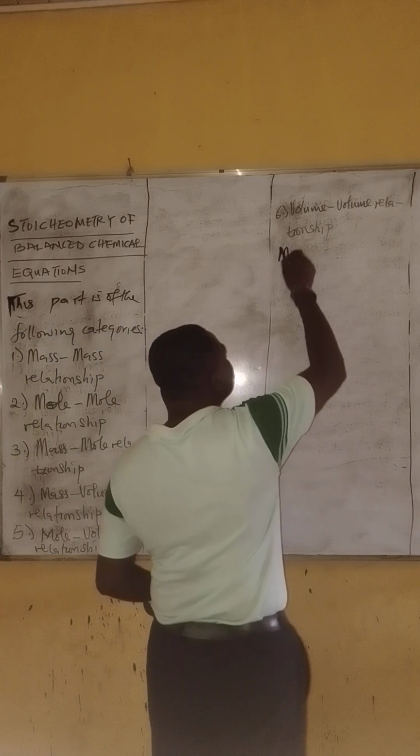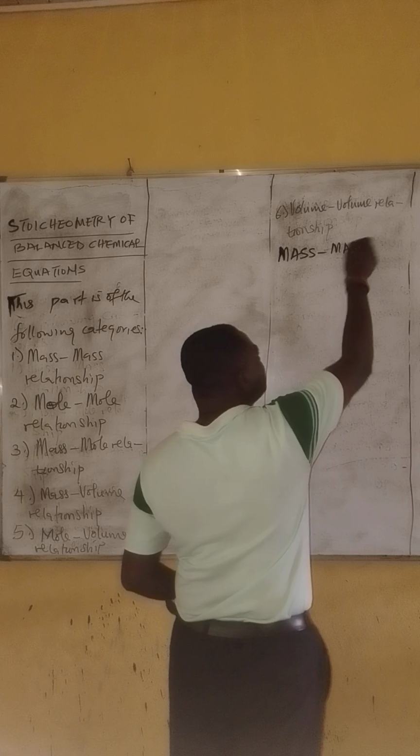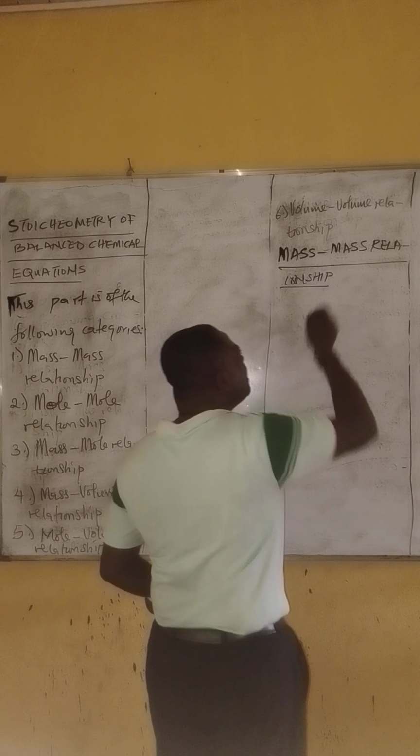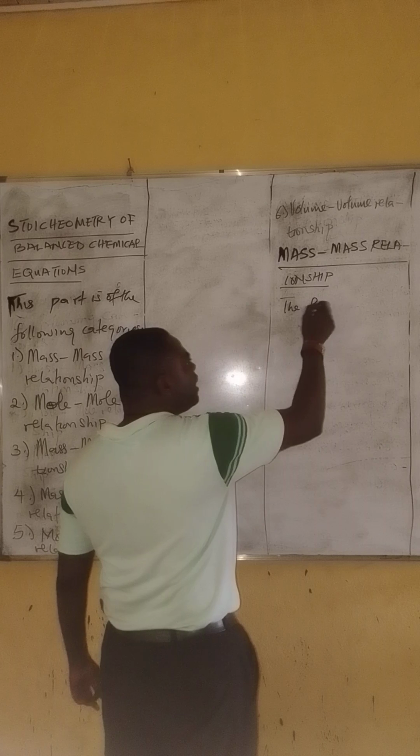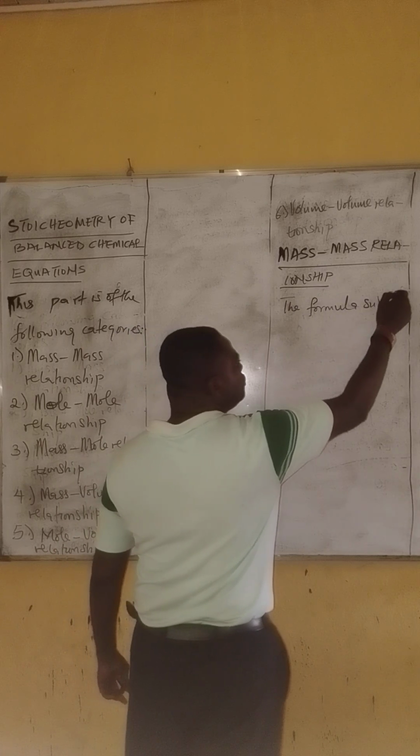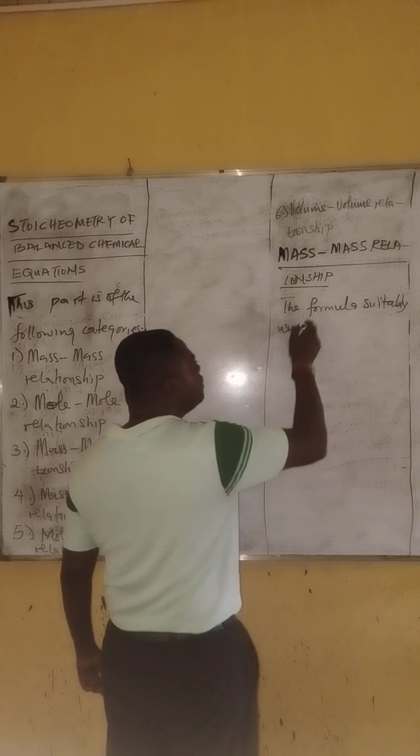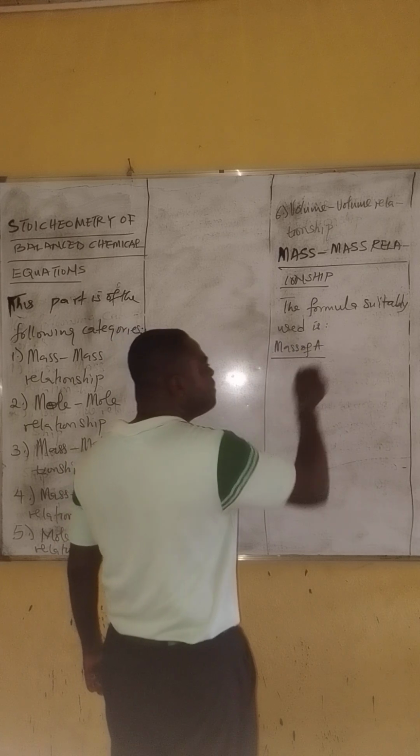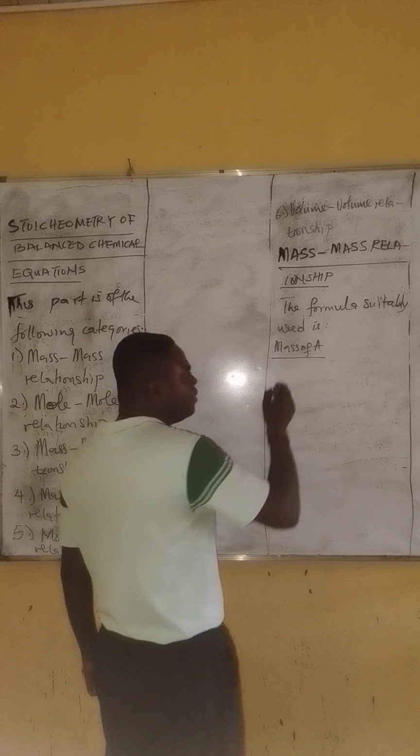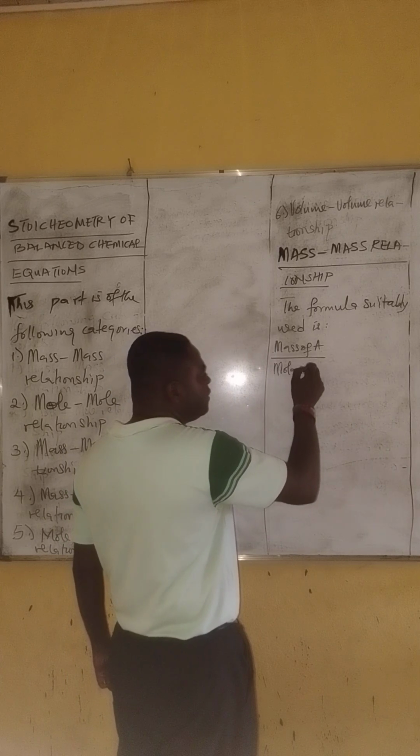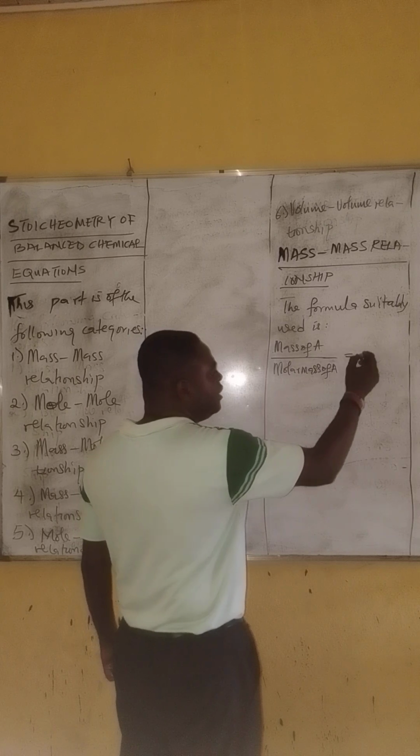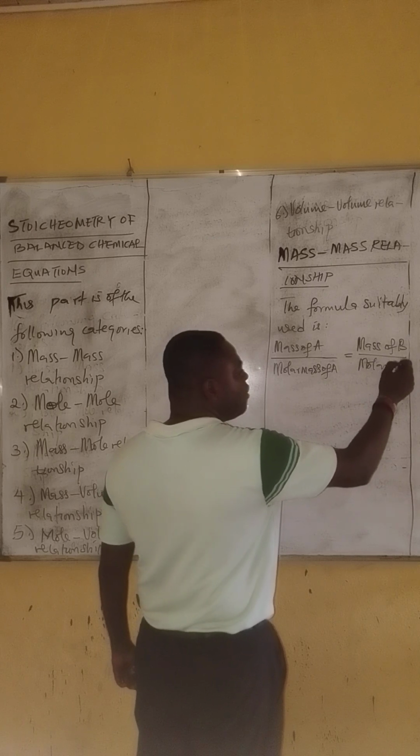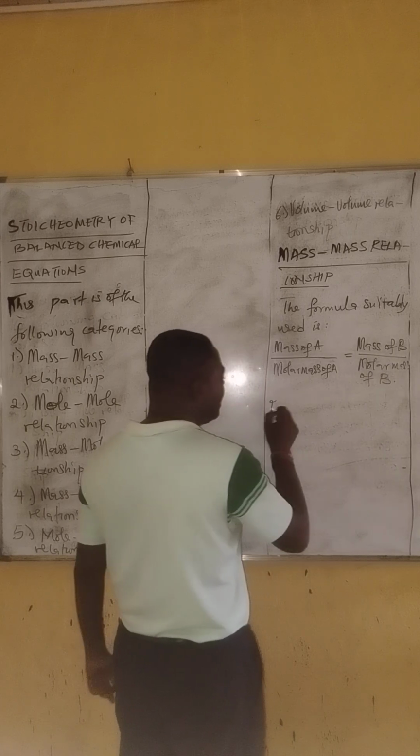Now, let's look at mass relationship. The formula suitably used is: the mass of A, which is the mass given in your question, over molar mass of the same A, is equal to mass of B that you are looking for over molar mass of B that you are also looking for. Let's look at an example.